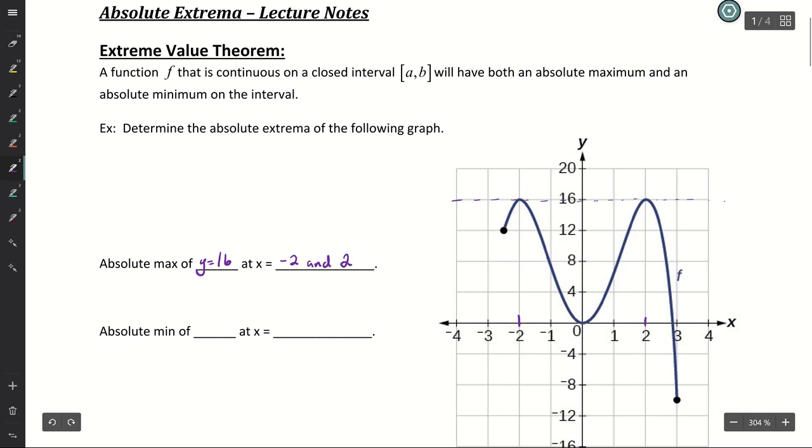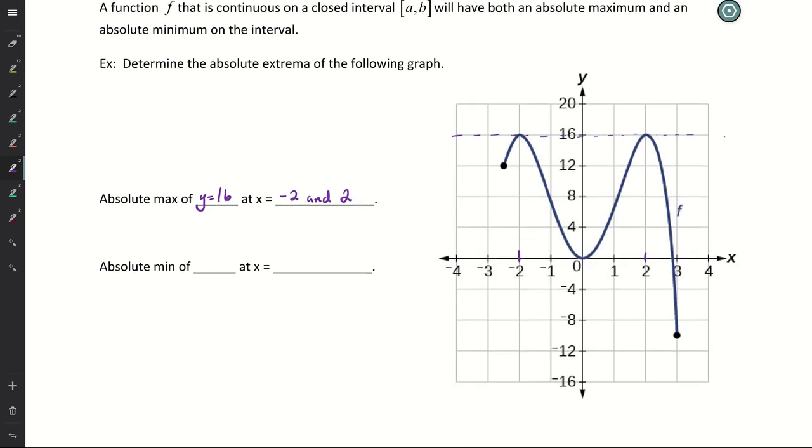All right, absolute minimum, the same idea there. We want to say, is there a point lower than any other point on the graph? And on this particular one, it looks like we have a low point somewhere between -8 and -12. We can see on this particular graph that our y-axis is scaled by 4s. So it goes from 0 to -4 to -8 to -12.